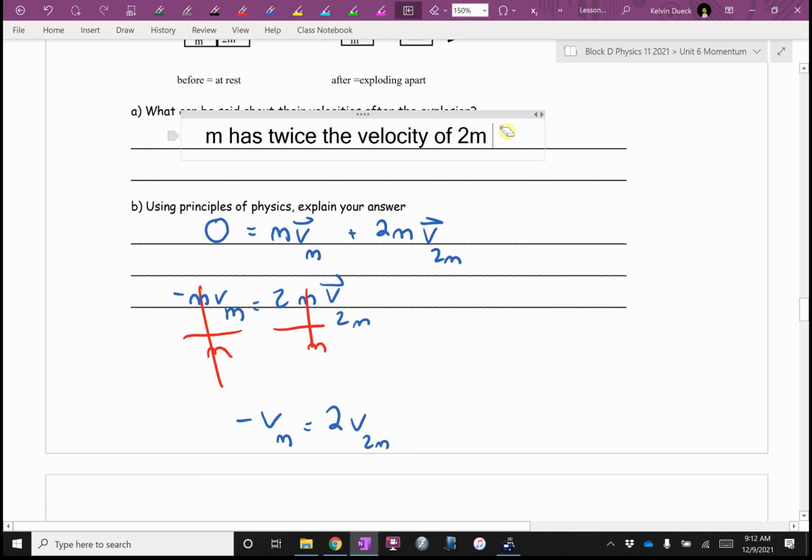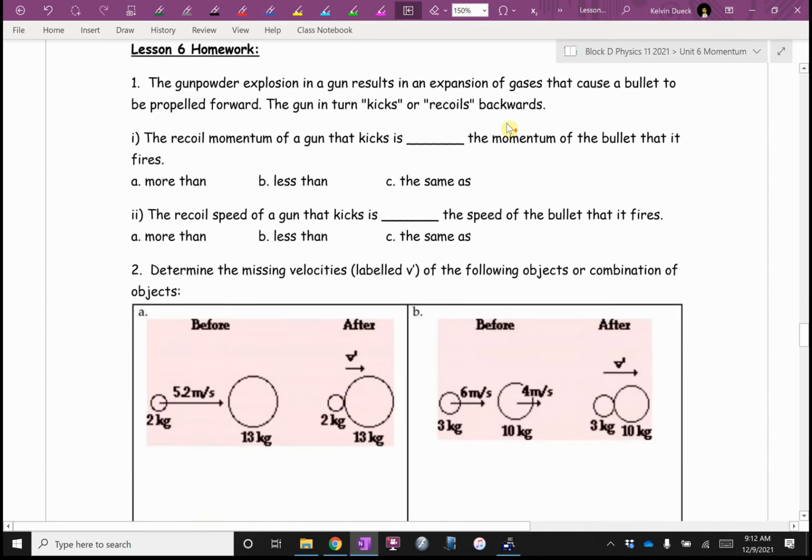But we should have added one more thing. What's your homework?